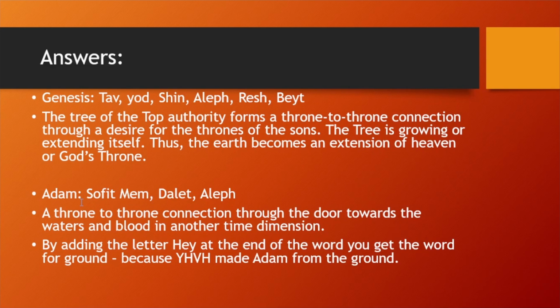Then you have Yod, which we translate in this sentence as the throne, and then Tav. Tav again is the image. So we're talking about the son. So the name Genesis reads then, the tree of the top authority forms a throne-to-throne connection through a desire for the throne of the sons.